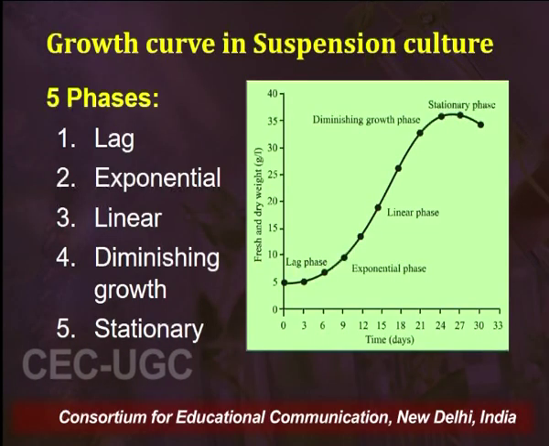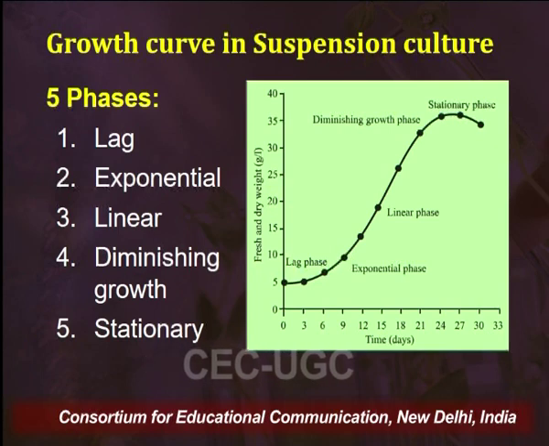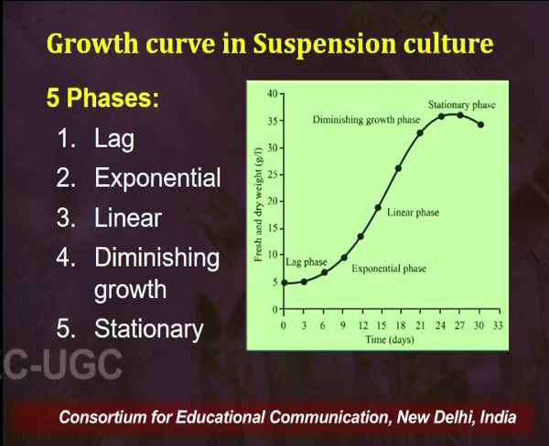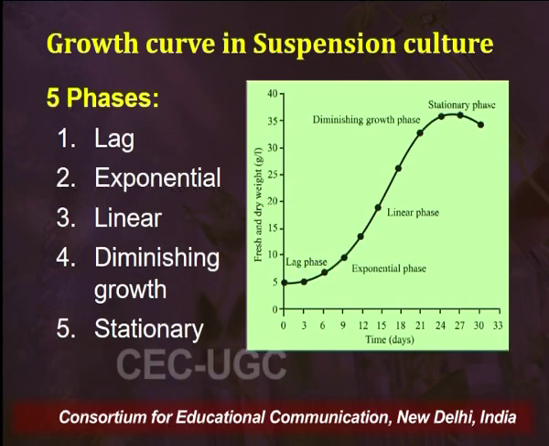If we look into the growth curve of the suspension cultures, we discussed different phases of growth in callus cultures. A similar kind of 5 phases you can see in the growth curve of the suspension culture, and these 5 phases are lag phase, exponential phase, linear phase, diminishing growth phase and stationary phase.